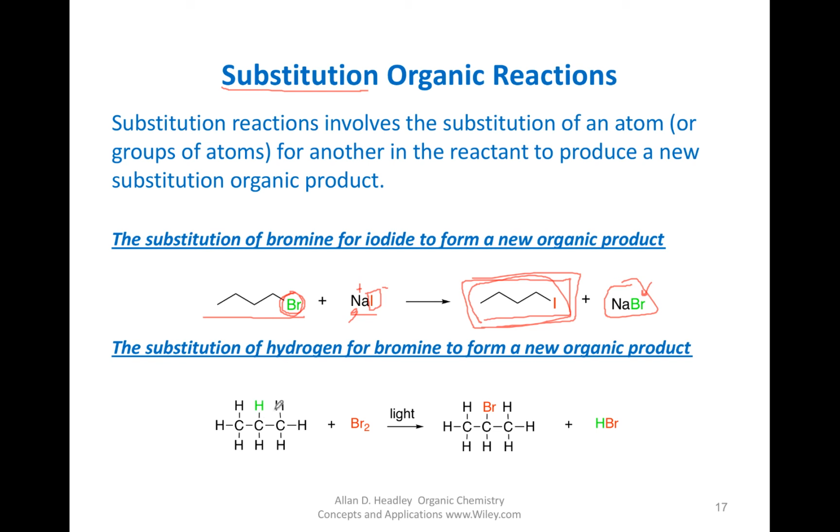Here's another type of substitution. Here is propane, and this time we're looking at taking off one hydrogen and substituting bromine for that. We'll look at the mechanism later on in the semester. But this reaction involves bromine gas in the presence of energy, light or heat. So this reaction condition gives the substitution reaction where H is being substituted for bromine, and of course the inorganic product is HBr.